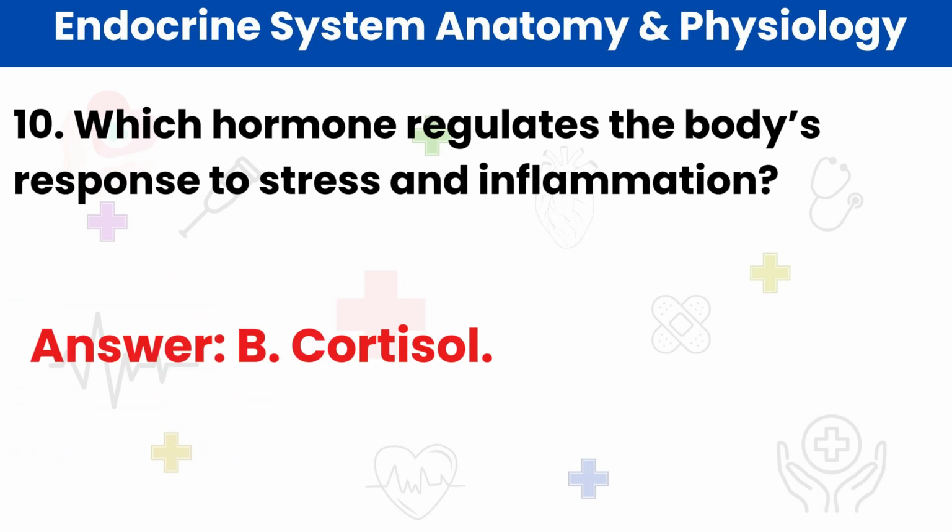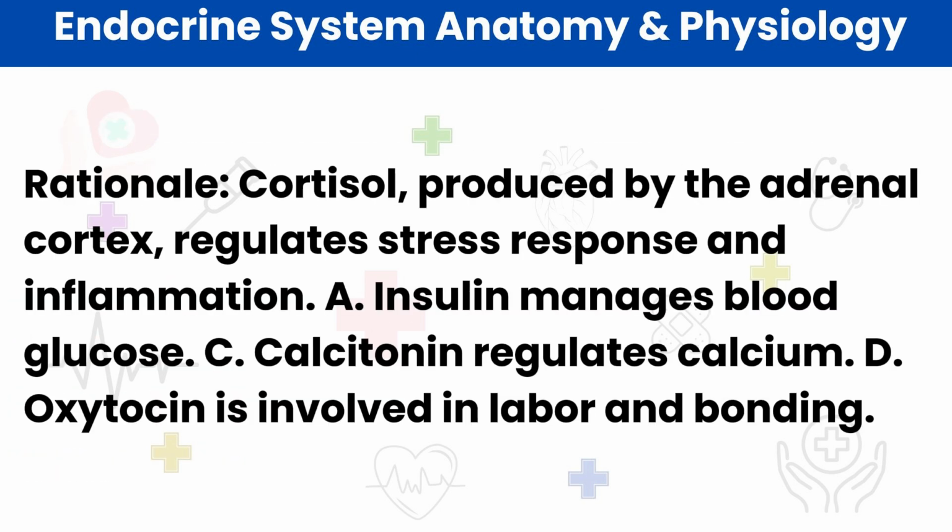Answer: B. Cortisol. Rationale: cortisol, produced by the adrenal cortex, regulates stress response and inflammation. A. Insulin manages blood glucose. C. Calcitonin regulates calcium. D. Oxytocin is involved in labor and bonding.